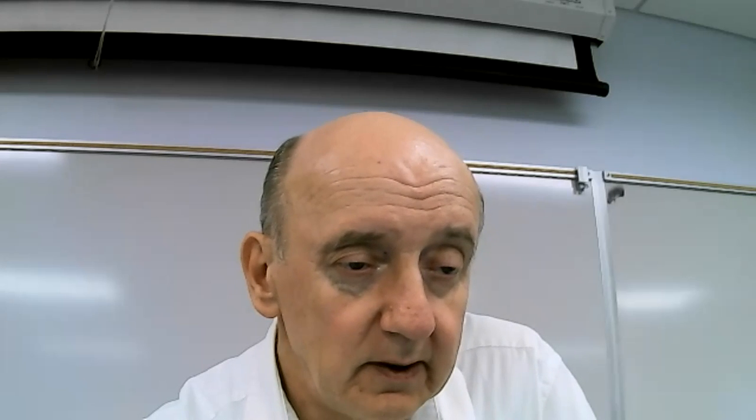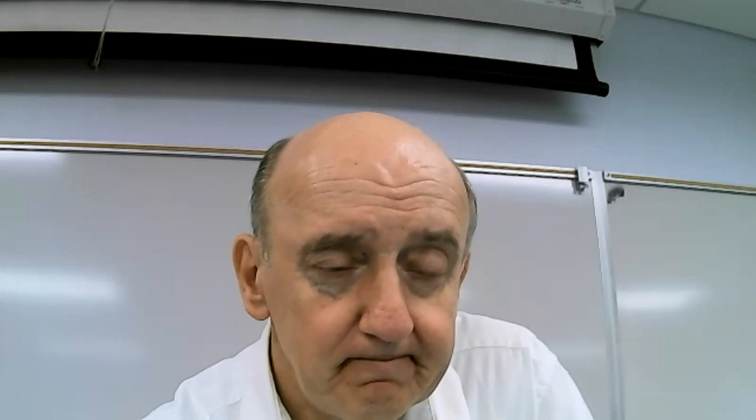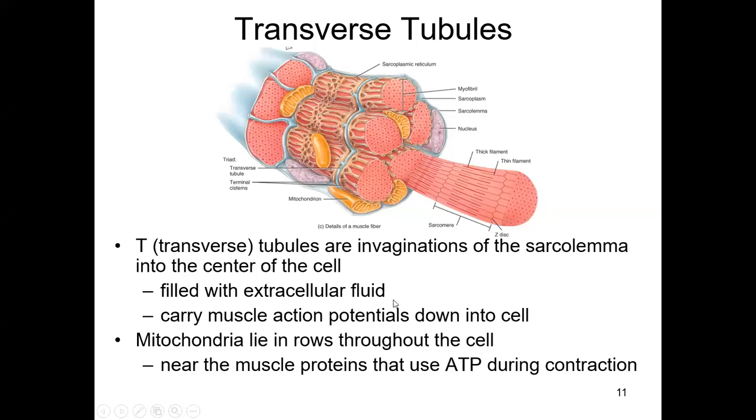Let me go back to the lecture slides here. And so in addition to the transverse tubules, the illustration in your textbook also shows mitochondria. Mitochondria produce the ATP, adenosine triphosphate, that the muscle cells and the myofibrils will be using. So they are strategically positioned all across the muscle cell.